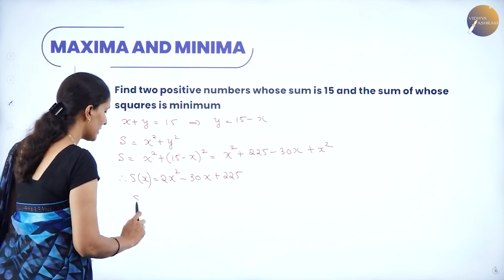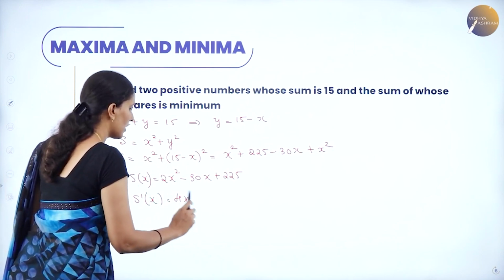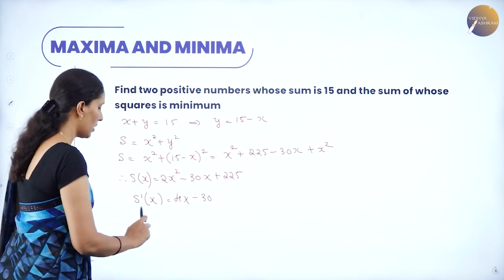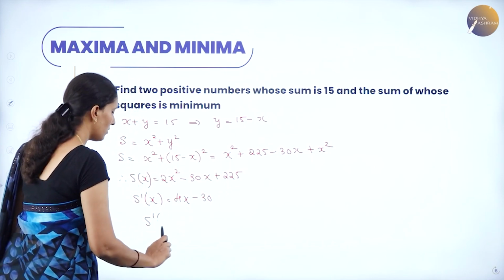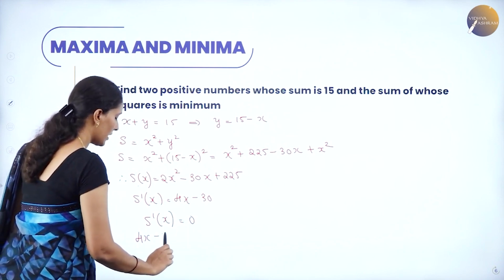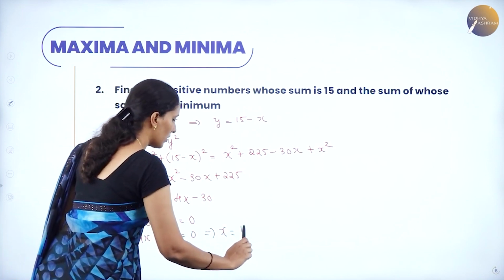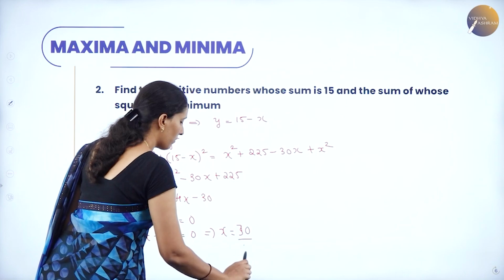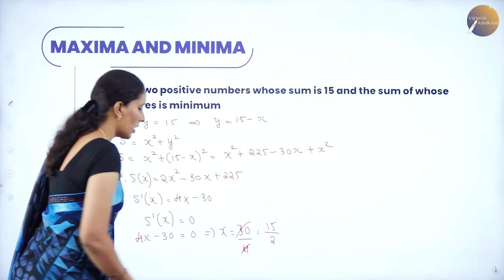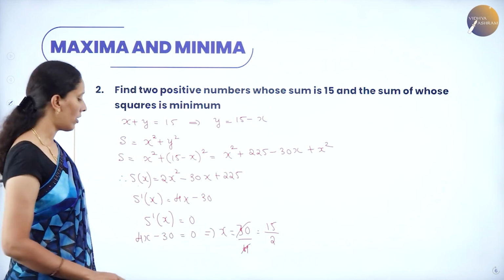So, what happens? S dash of x is equal to 4x minus 30, and since this is a constant, it becomes 0. Now, let us equate it to 0. So, 4x minus 30 is equal to 0. This implies x is equal to 30 divided by 4. Cancelling this, we will get 15 by 2. Now, let us put the value of x. Before that, let us find out the second order derivative.